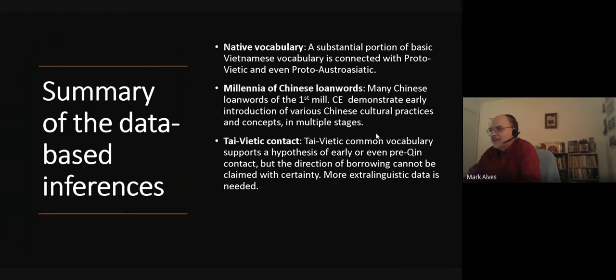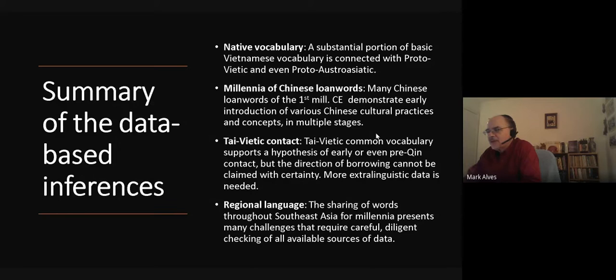Vietic contact: Vietic common vocabulary, shared vocabulary, supports a hypothesis of early or even pre-Qin contact, but the direction of borrowing cannot be claimed with certainty. More extra-linguistic data is needed. And when I say extra-linguistic, I mean archaeological and historical and ethnographic. Regional language: the sharing of words throughout Southeast Asia for millennia presents many challenges that require careful, diligent checking of all available sources of data. So again, we have to check all of them.